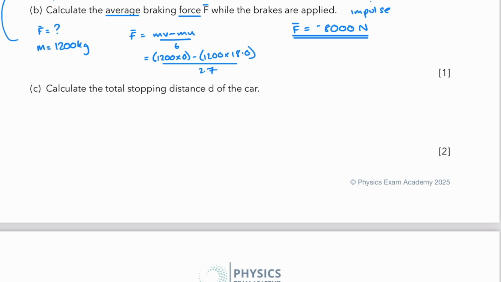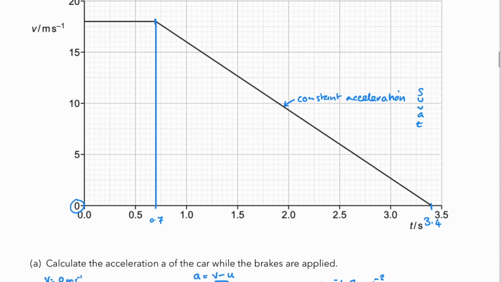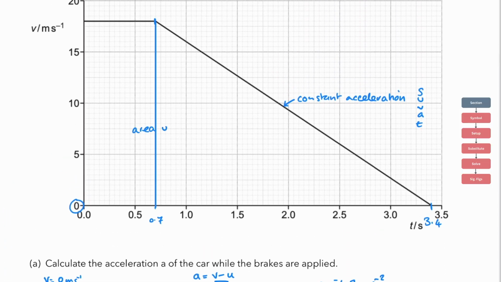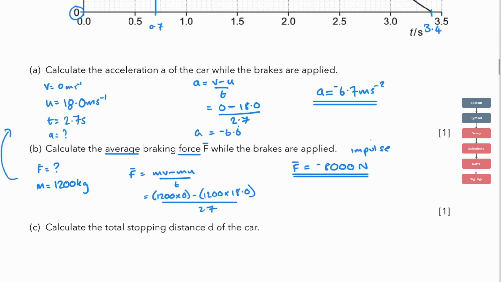C, calculate the total stopping distance of the car. Let's go back up to the graph. The stopping distance, or the distance, is the area under the graph. So we have two options. We can calculate the area of this rectangle, number 1, and the area of this triangle, number 2, add them together, and that gives us the total stopping distance. That's how to do it with the graph. Or you can just do it using the equations. Let's do it with the equations.